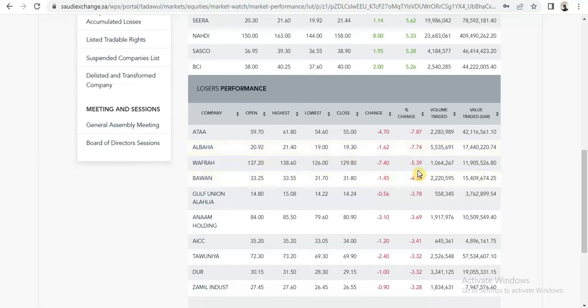Wafra, negative 5.39%, 7.40 per share. Opened at 137 and closed at 129.80. And Bhavan, negative 4.36%, 1.45 per share. 33.25 was the opening and the closing was 31.8.